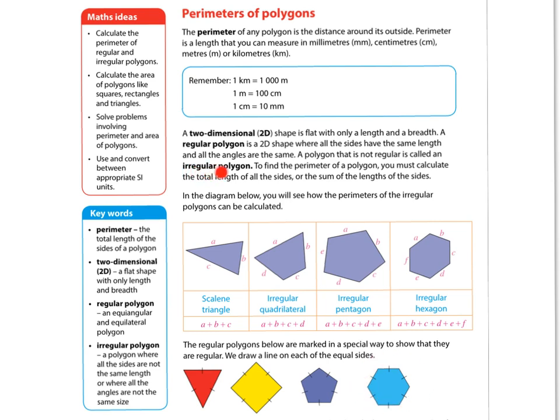The other kind of polygons we get are irregular, which means they have different length sides. So to calculate the perimeter of an irregular polygon, all we need to do is add up the lengths of each of its sides to calculate that.